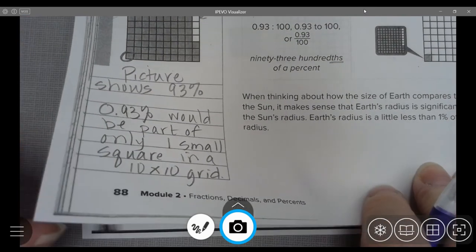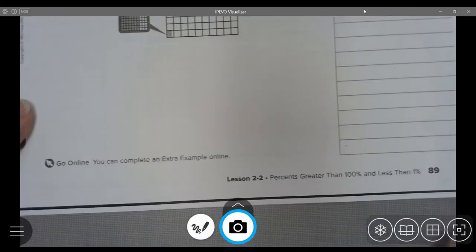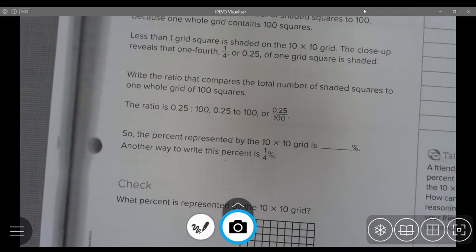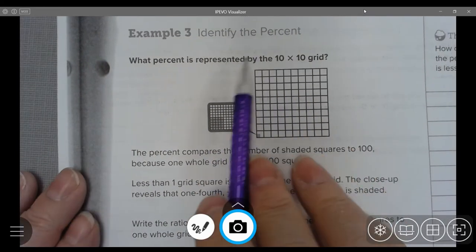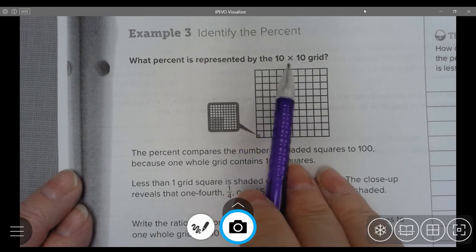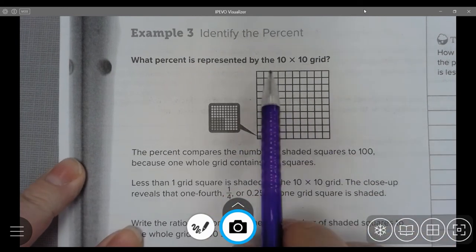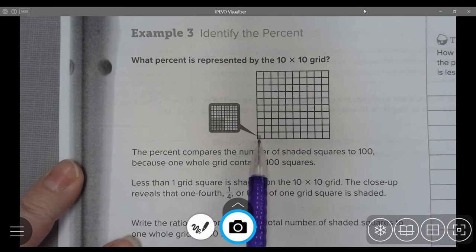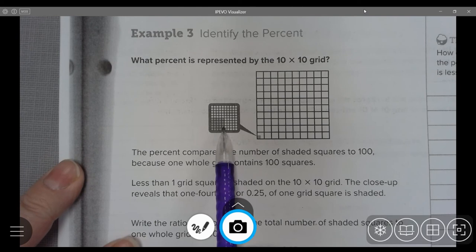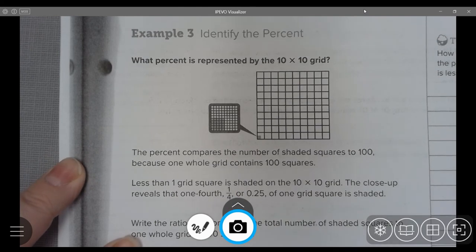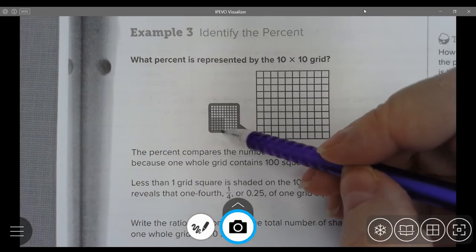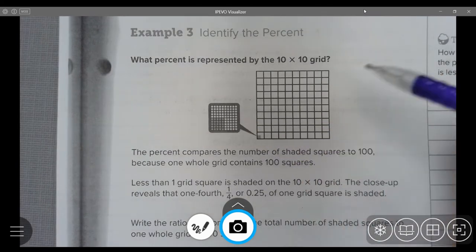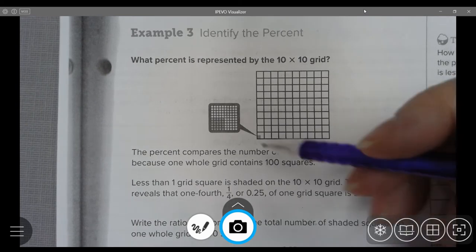Continuing on to page 89 in your book. Example 3. Identify the percent. What percent is represented by the 10 by 10 grid? So remember, we have a 10 by 10 grid, but this is one part of one of those tiny little squares, so we would need to look over here. We would count it the same way as we did for the regular 10 by 10 square. It's just that we would need to remember to put the decimal in the final answer.